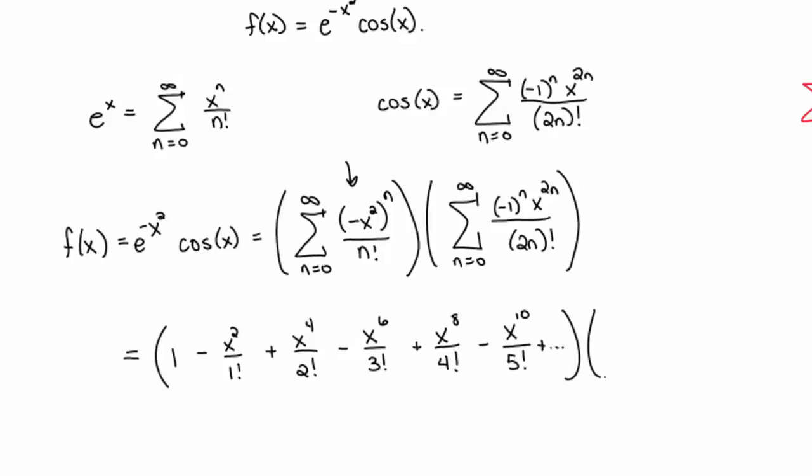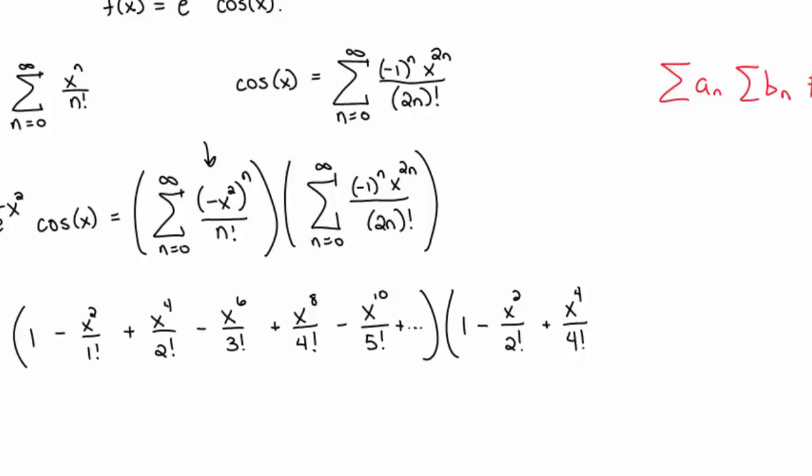We're going to multiply that by the expansion for the cosine, which when n is equal to 0 is 1. When n is equal to 1, you get a negative x squared over 2 factorial. When n is equal to 2, you get a positive x to the fourth over 4 factorial, and you can see that pattern will continue. I'll write out a few more, and I should probably just stop at x to the 8th.